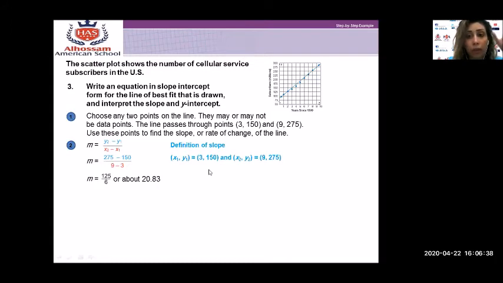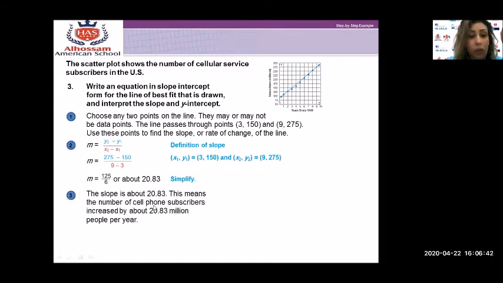This is the slope I have. So the slope is about 20.83. This means the number of cell phone subscribers increased by about 20.83 million people per year. So this is the first step, the slope. Now I have the slope. Let's see what we have next.